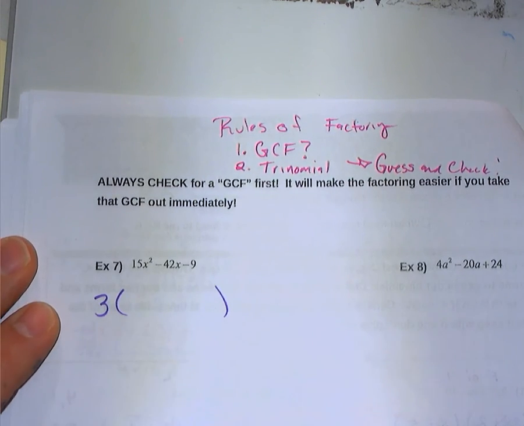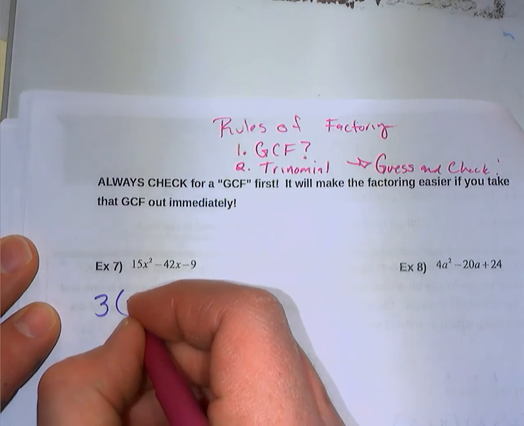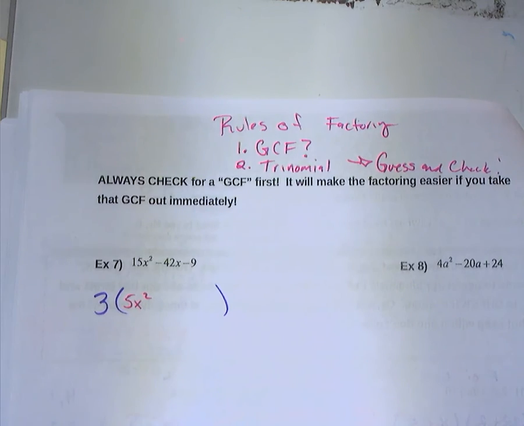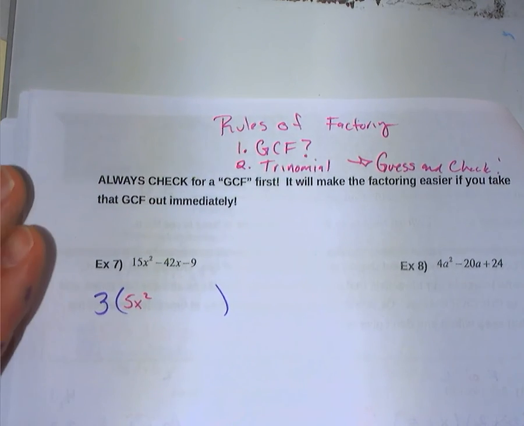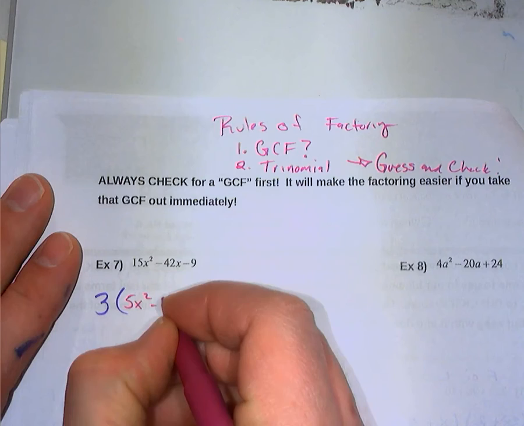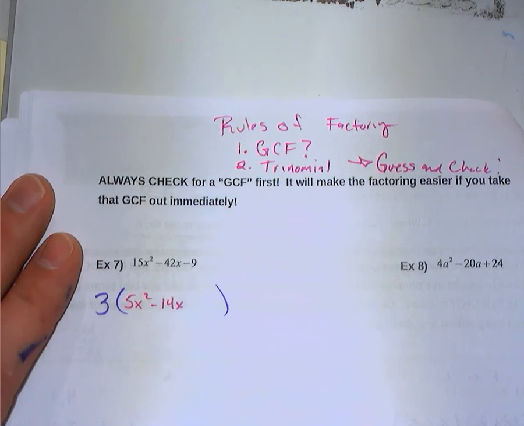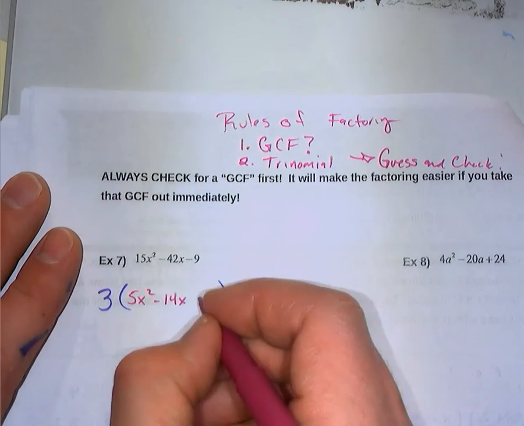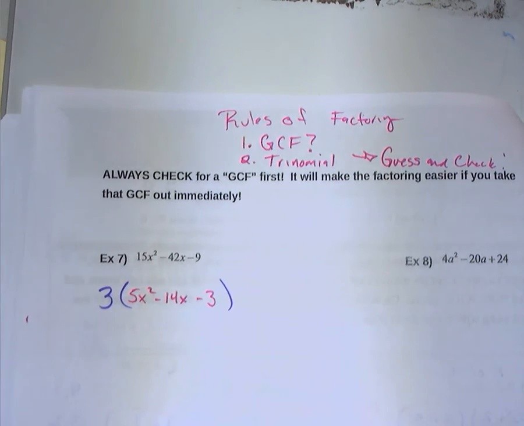So 15x squared divided by 3 is now 5x squared, right? What's negative 42 divided by 3? Negative 14. You guys okay with that? And then obviously negative 9 divided by 3 is now negative 3. Okay. So far so good?